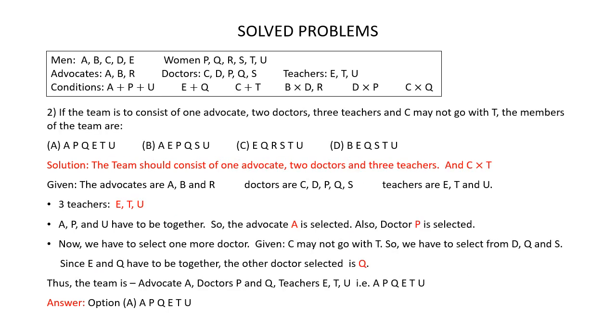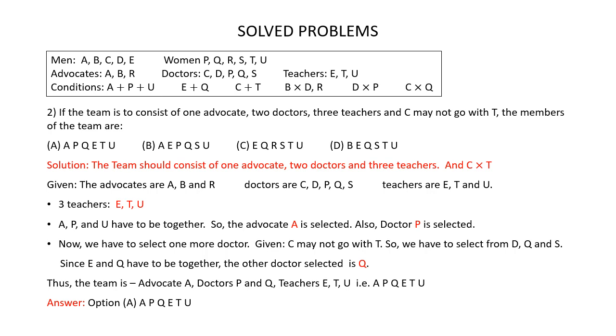So this is the information and conditions given. Now, using this along with the information given in the question, let's answer the given question. If the team is to consist of one advocate, two doctors, three teachers, and C may not go with T, the members of the team are. Here you are given four options and you have to find out which of these options is the correct one.